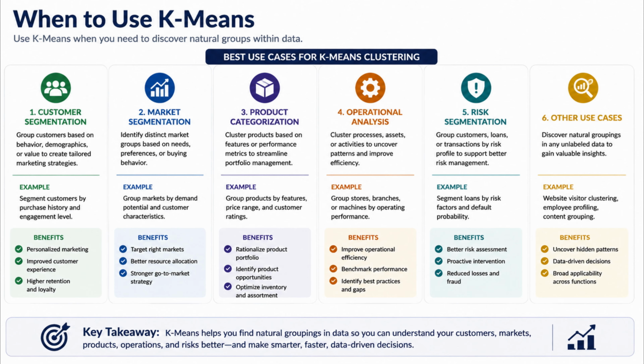Section 32. When to use K-means. Use K-means when you need to discover natural groups within data. Customer segmentation, market segmentation, product categorization, operational analysis, risk segmentation. These are ideal use cases. Any situation involving large numbers of observations and unknown group structures may benefit from clustering. K-means is particularly useful when organizations need to simplify complexity and uncover actionable patterns hidden inside large data sets.